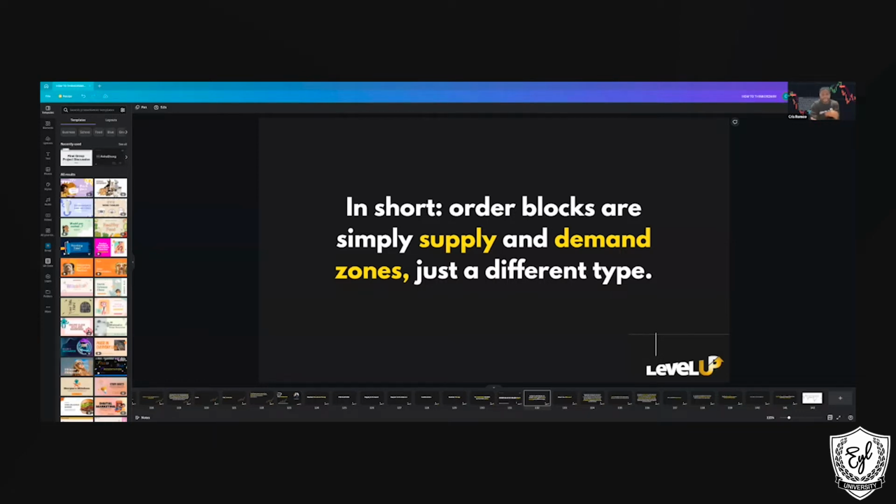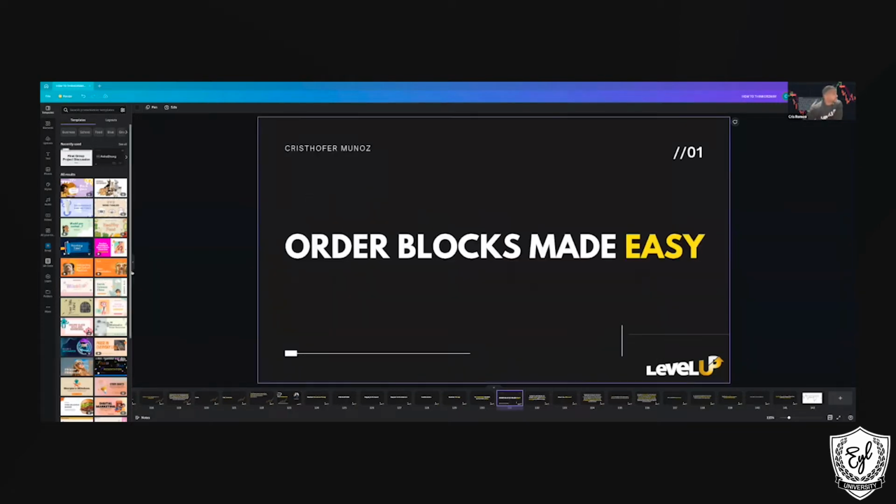Wallace, institutional orders. What about stop loss? Can we cover that too? Of course, we definitely can, if we have time. If not, we'll definitely put it for next week, okay?